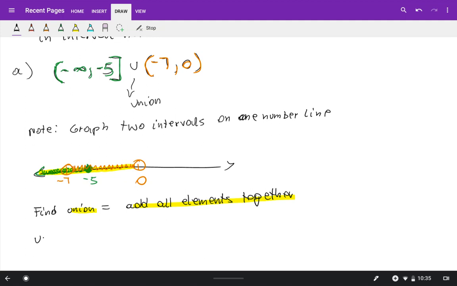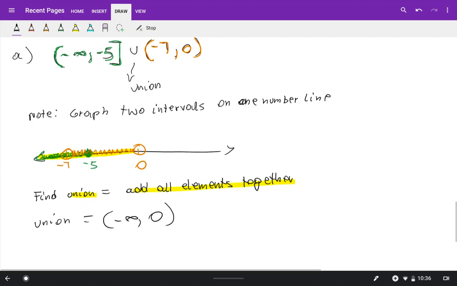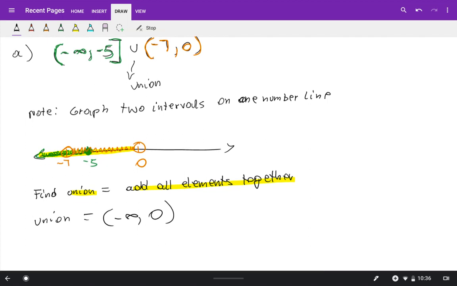Okay, we add all the elements together, and you need to write the final answer using interval notation. So union will be from negative infinity up to 0. Okay, and we're going to keep 0 in parentheses because we have that open circle on 0, so we're not including 0. So union is the entire number line which we shade, the part of number line which we shaded.